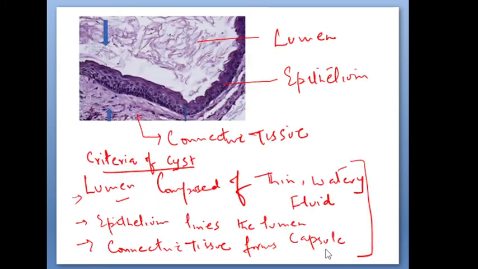Picture shows lumen lined by epithelium, and connective tissue is fibrous and is composed of fibroblasts and certain inflammatory cells. So the criteria of the cyst is satisfied, that is, its prominent lumen is composed of thin watery fluid, epithelium lines this lumen, and connective tissue forms support of the cyst, and it is also called as connective tissue capsule.